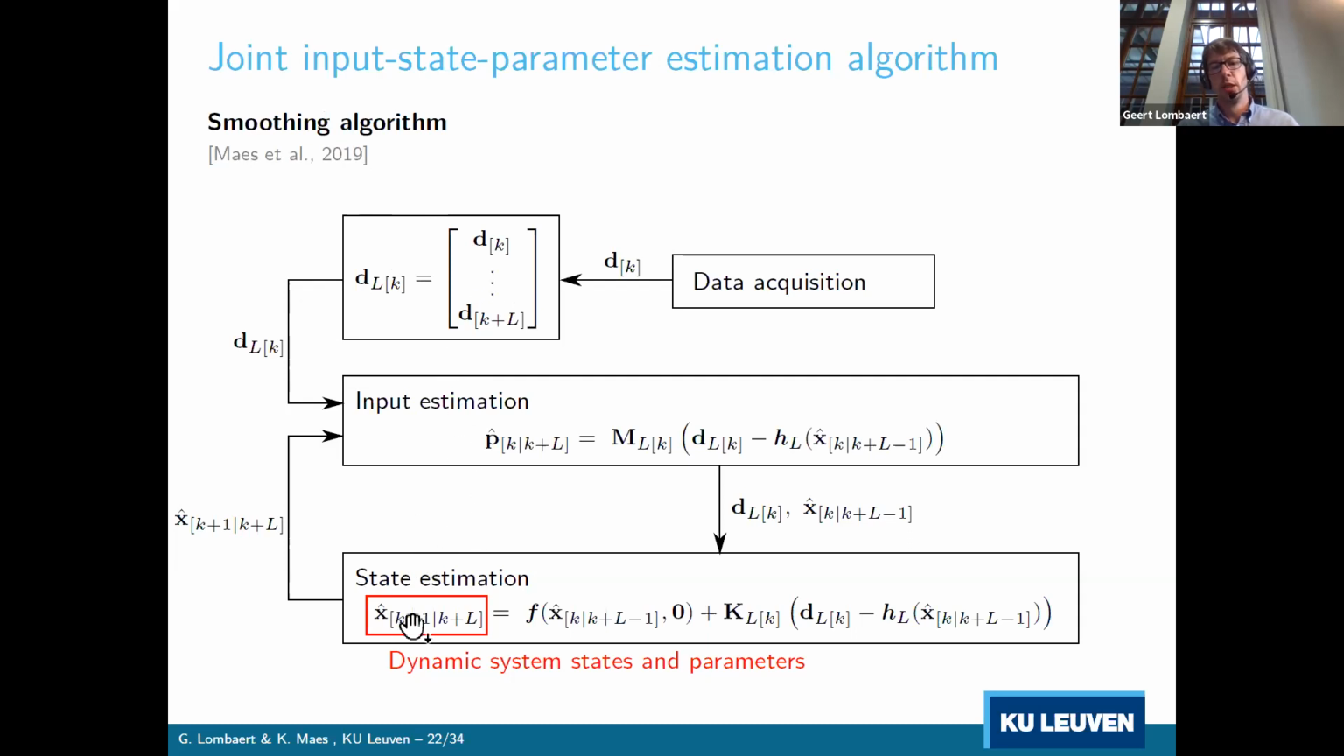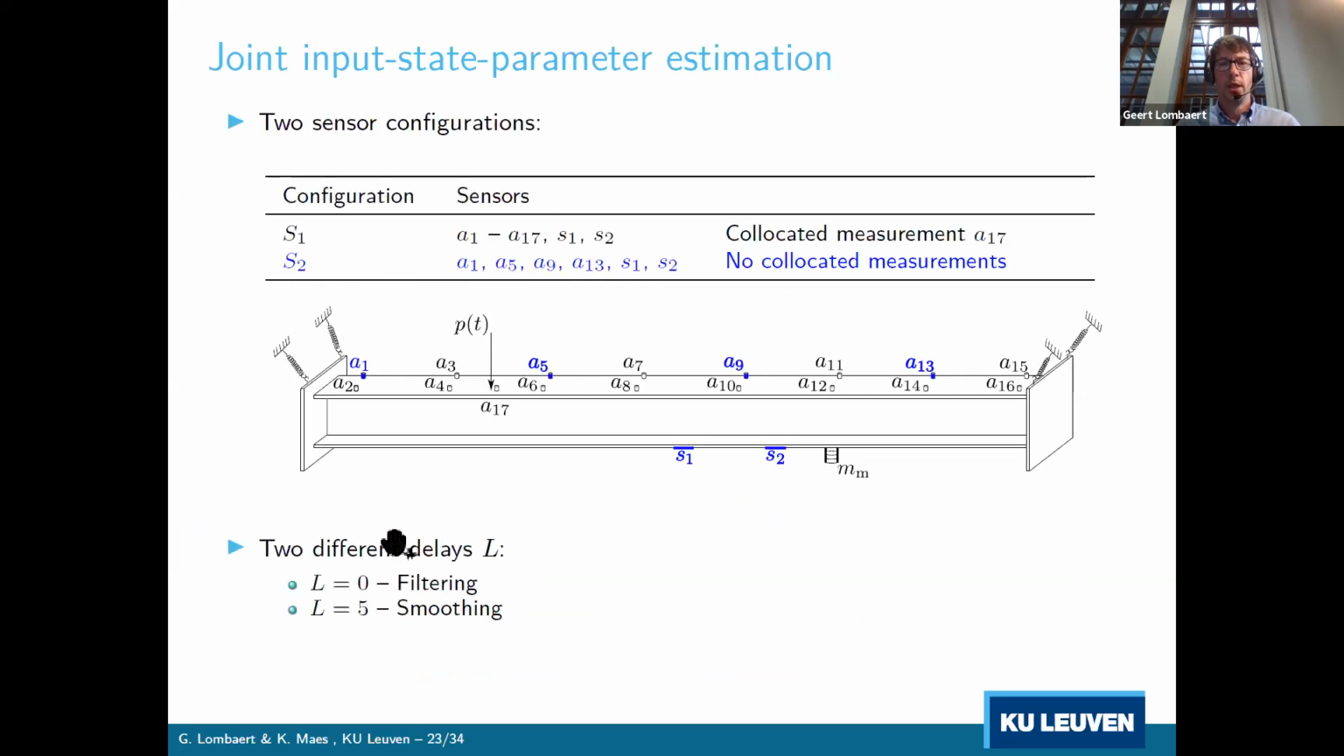In addition here, I'd like to indicate that the state is an augmented state, which does not only contain the actual state of the structure, but also the parameter, which in this case is the additional mass attached to the structure. What I'll compare here are results for two sensor configurations, to highlight again the importance of having an appropriately designed sensor network for this estimation.